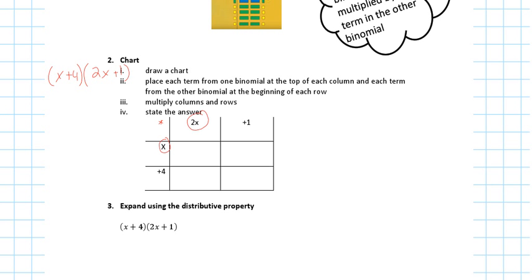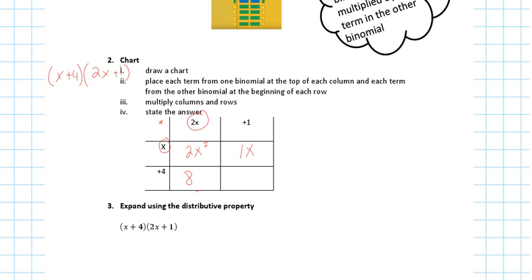Okay? So x by 2x. What does that give me? 2x squared. How about if I multiply x by 1? So now I'm going to have to multiply the x by the 1. Just x. Just 1x or x, doesn't matter what you write, 1x or x. Okay? Then what do I multiply after that? 4 by 2x. So what's 4 times 2x?